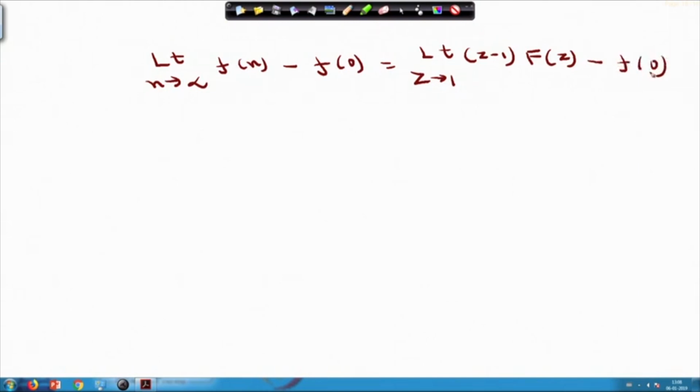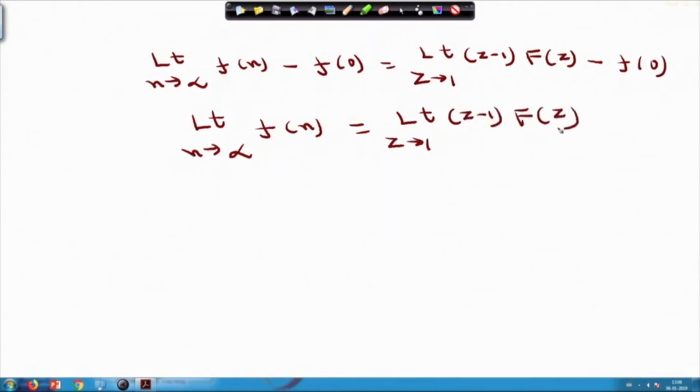Therefore, we can say f 0 will be cancelled, and limit n approaches infinity f n equals limit z approaches 1, z minus 1 into f z, provided both the limits exist, and this completes the proof. Now, one can ask a question: why is this value not vanishing, why is limit z approaches 1, z minus 1 into f z not 0?